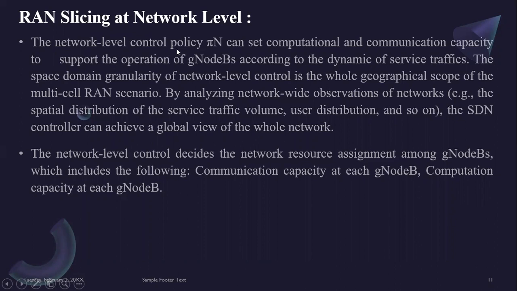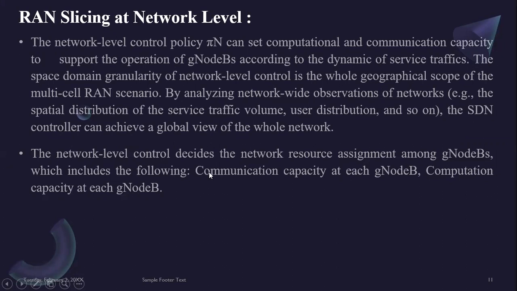The network level control policy PIN can set computational and communication capacity to support the operation of GNodeBs according to the dynamics of service traffic. The space domain granularity of network level control is the whole geographical scope of the multi-cell RAN scenario. By analyzing the network-wide observations of networks, for example, the spatial distribution of the service traffic volume, users distribution, and so on, the SDN controller can achieve a global view of the whole network.